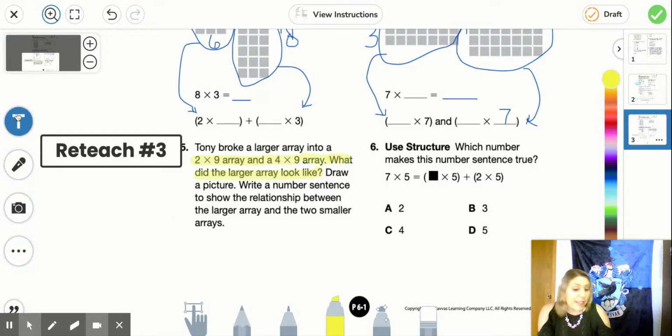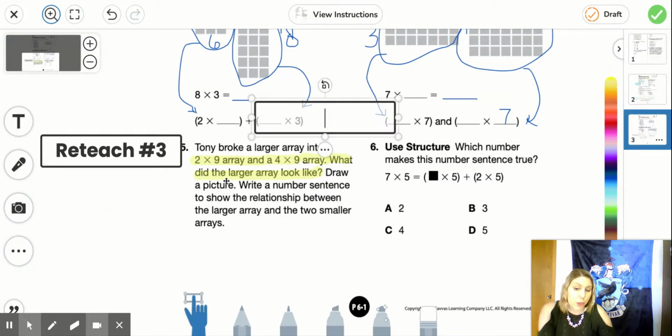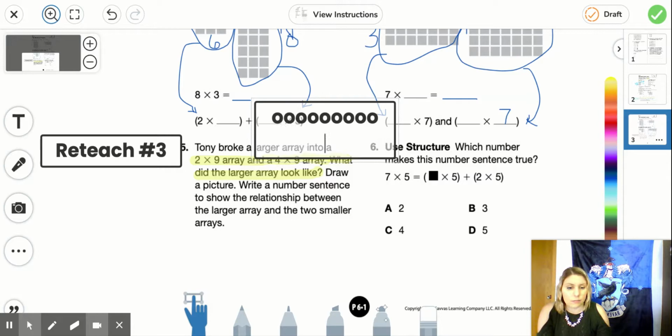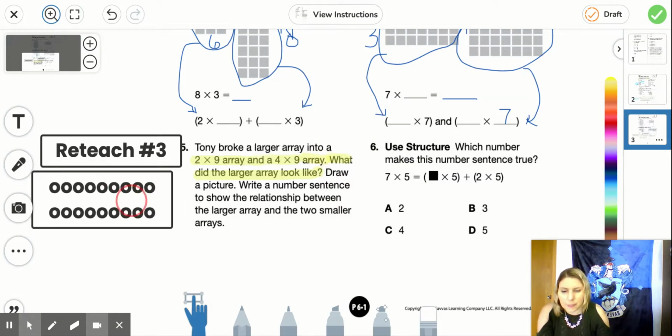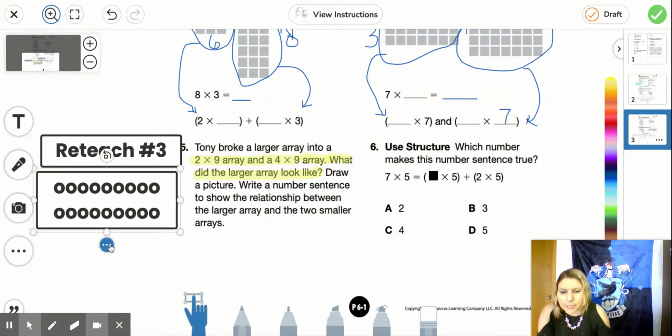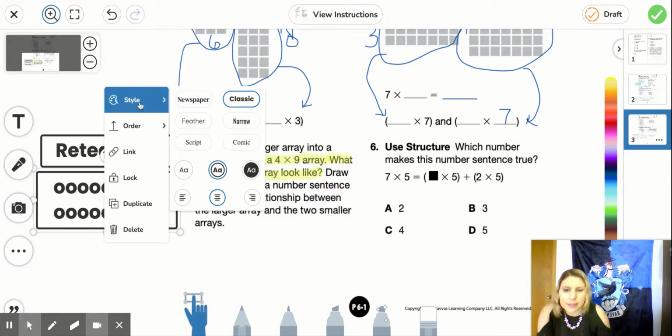So this one, I like to use the text tool. If I know 2 times 9, I'm going to make 2 rows with 9 O's in each row. You could also use X's. So I'm just going to do 1, 2, 3, 4, 5, 6, 7, 8, 9. And do another row. 1, 2, 3, 4, 5, 6, 7, 8, 9. So there is 2 times 9. I'm going to take away this box because that box is not helping me out at all.